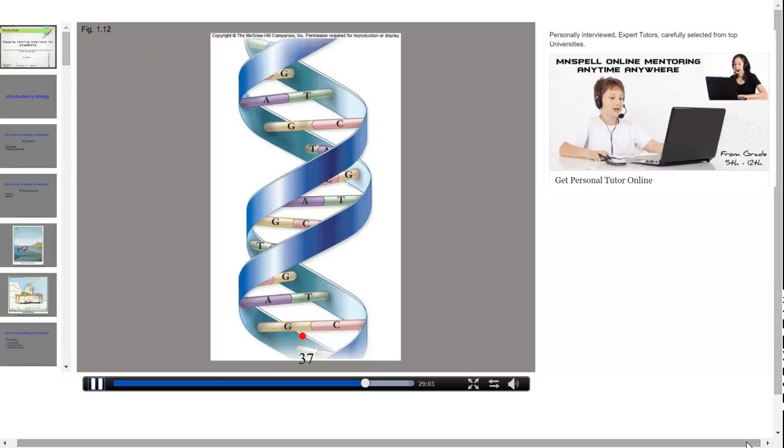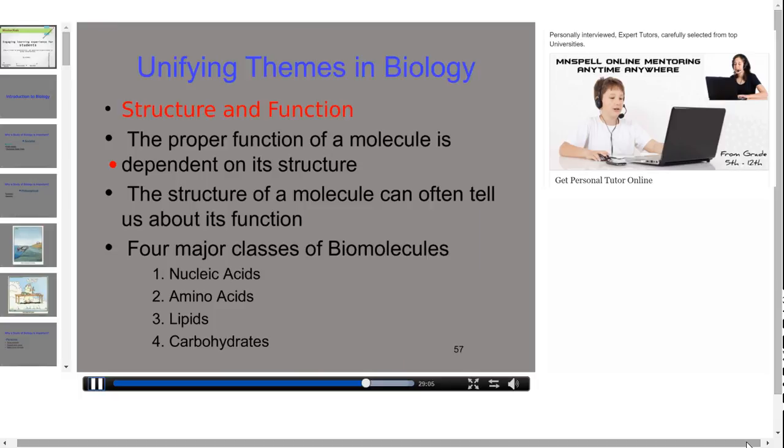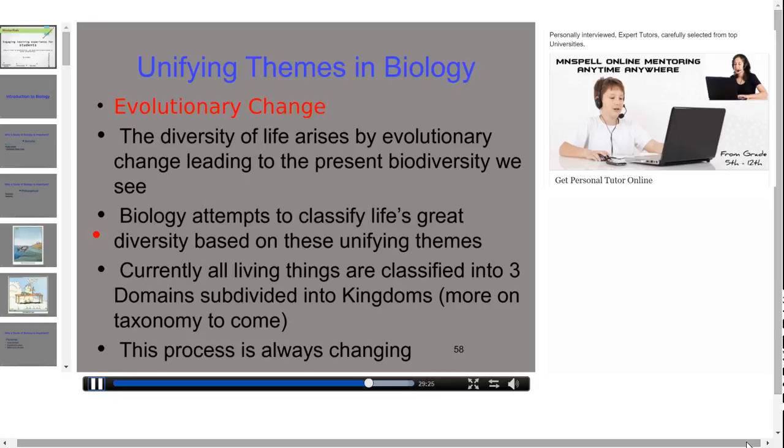This is just a general structure of DNA. I'm not going into the details of DNA. So the proper function of the molecule is dependent on structure. And we have the major classes of biomolecules: nucleic acids, amino acids, lipids, carbohydrates. So all these four are categorized as biomolecules and are important for a particular living system.